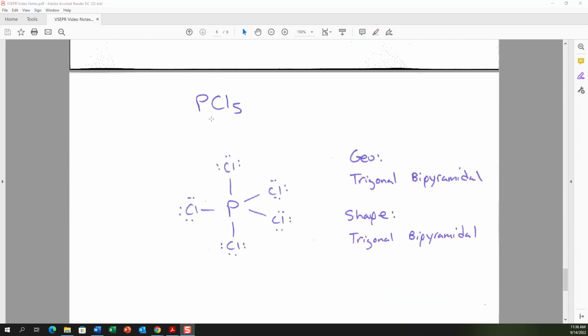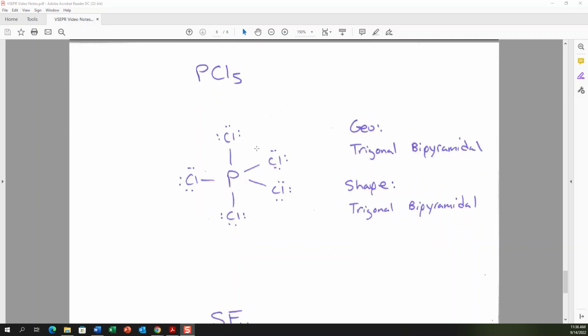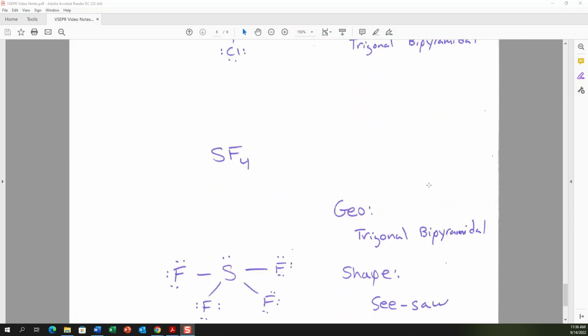Okay, so if we look at this molecule here, PCl5, right? We draw its dot structure. We have 5 bonds, so we have 5 total domains around the phosphorus atom, and only 5 domains. All right, so we have 5 domains, and they're all bonds. So with 5 domains, the geometry is trigonal bipyramidal, and if all 5 are bonds, the shape is also trigonal bipyramidal.